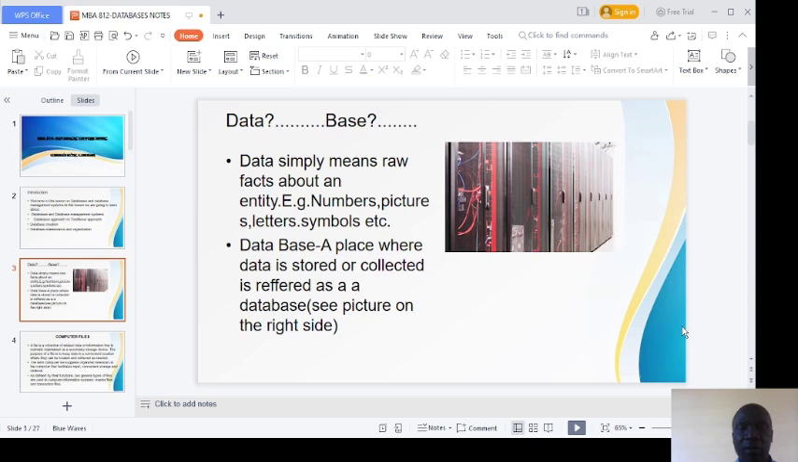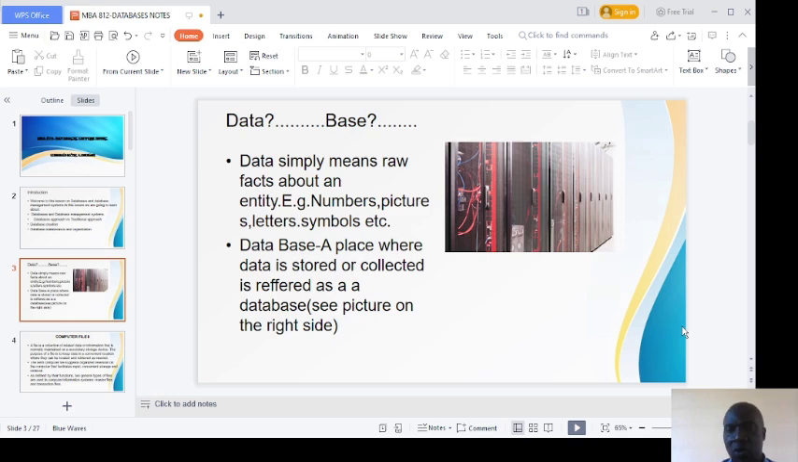It could be a letter, A, B, Z. It could be a symbol. For example, an ampersand. It could be a dollar sign, any symbol. As long as they are not yet processed, that's data. Now, when we talk about a database, this refers to a place where data is collected and stored. That's what we mean by a database, a place where data is stored or collected.